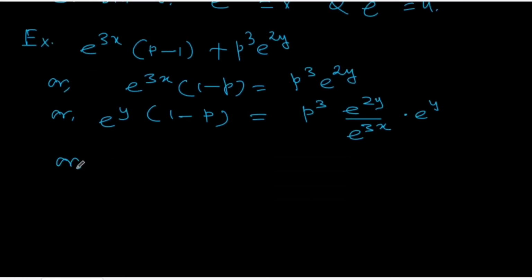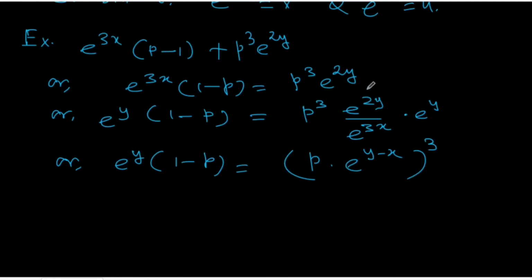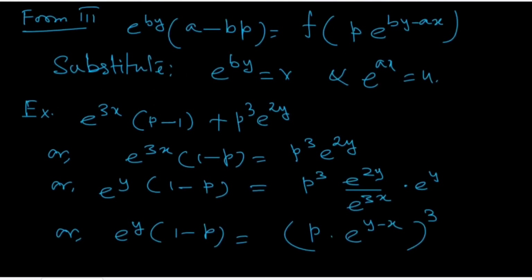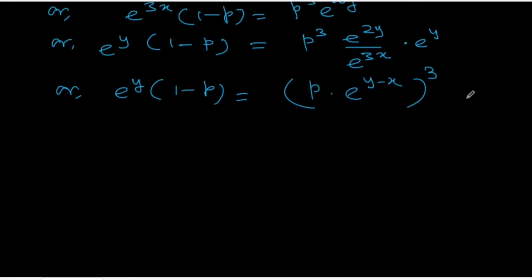What we get is e to the power y times (1 minus p) equals p times (e to the power (y minus x)) whole cubed, because e to the power 2y times e to the power y gives 3y minus 3x. So the whole thing looks like this, and see, this is form 3. Here a is 1 and b is 1. Let's call this a star.